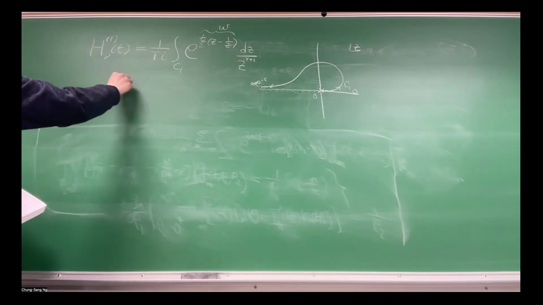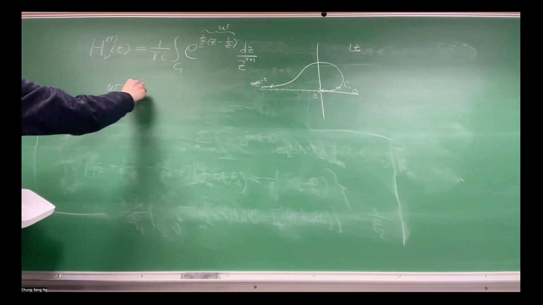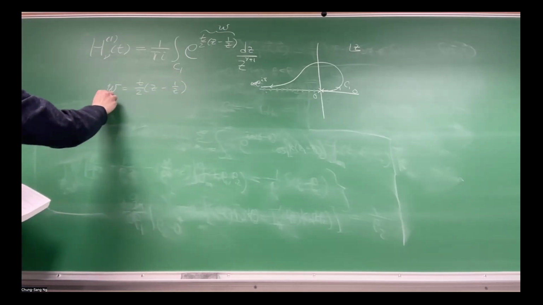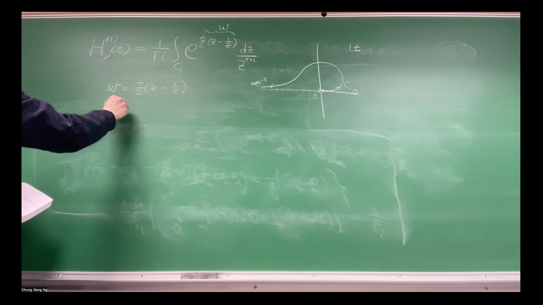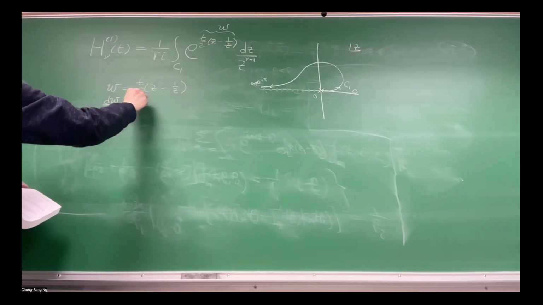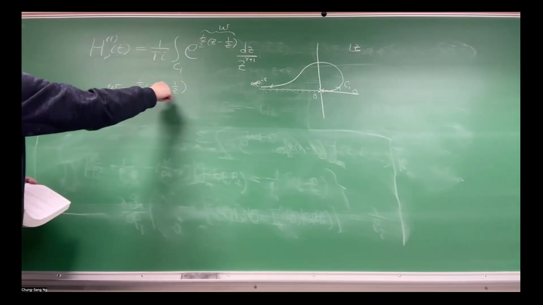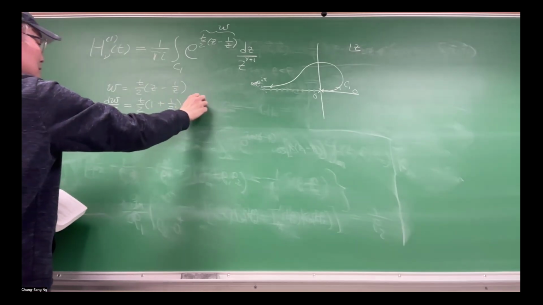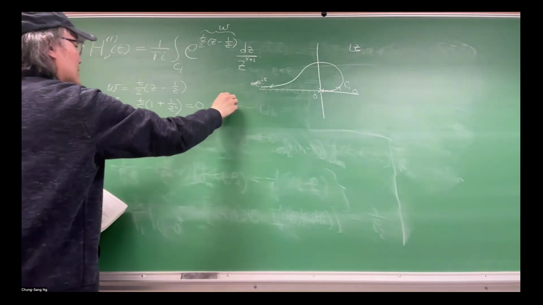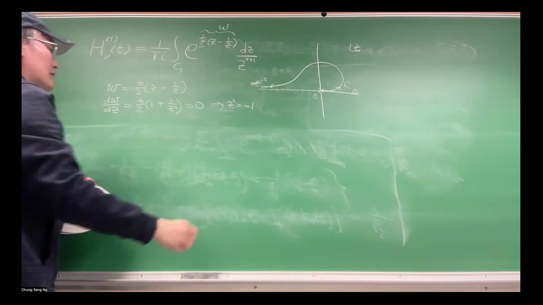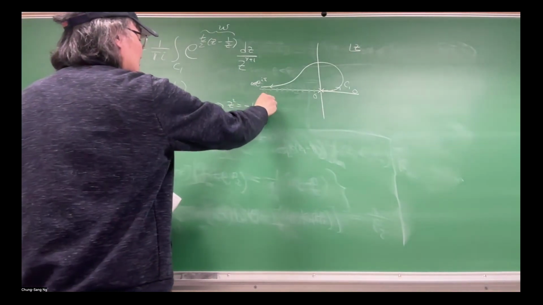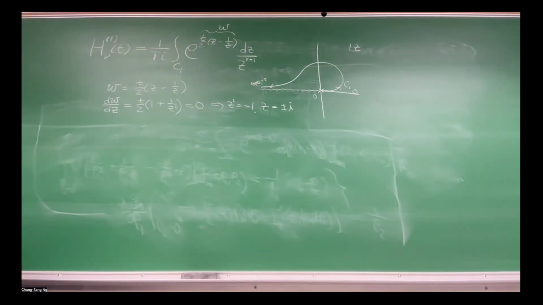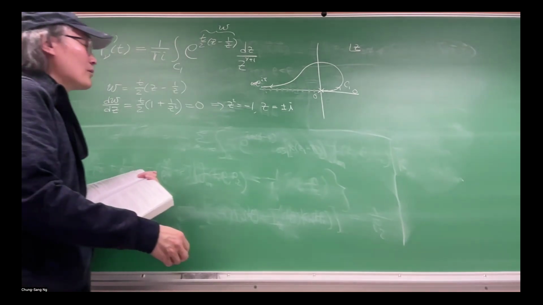W is given by t over 2 times (z minus 1 over z). To determine the saddle point, we take the derivative with respect to Z. So this gives you t over 2 times 1, and this gives you plus 1 over Z squared, and set it to 0. So this means Z squared equals minus 1, right? Z equals plus or minus i, right? So that would be 2 saddle points.